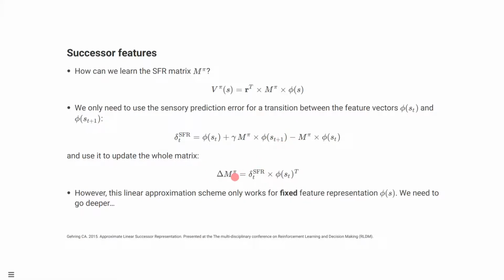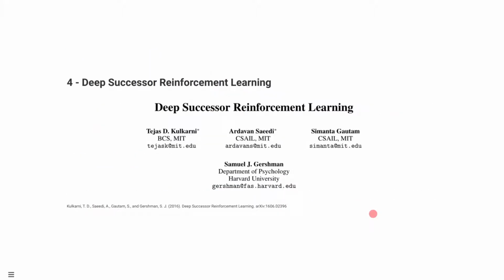And then we can update the whole matrix column per column. Well, that's the same idea as R for linear approximation, that you can linearly predict the SR from the features. But that only works, of course, for a fixed feature representation, as we saw in the linear approximation lecture, and not for deep ones. So you cannot backpropagate through anything here. So we need to go deeper, and that's what the next part is about.